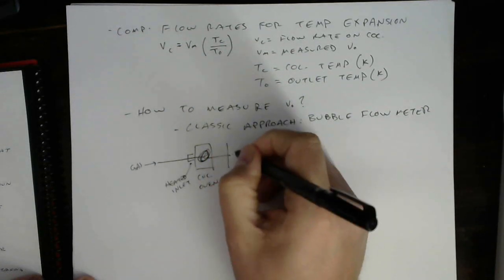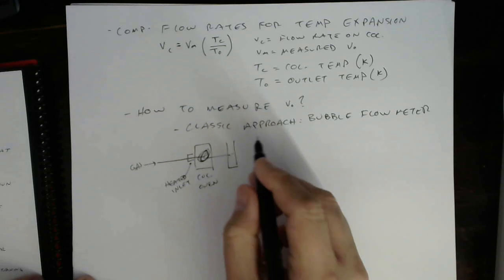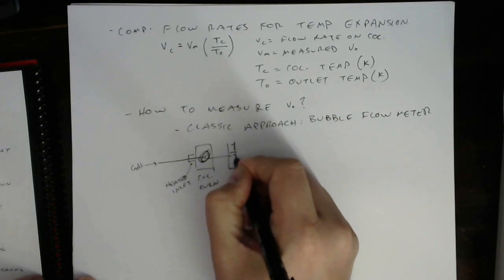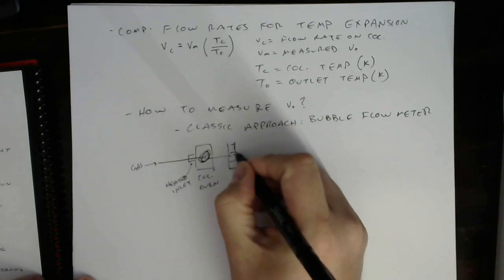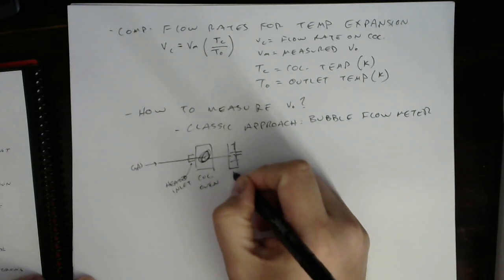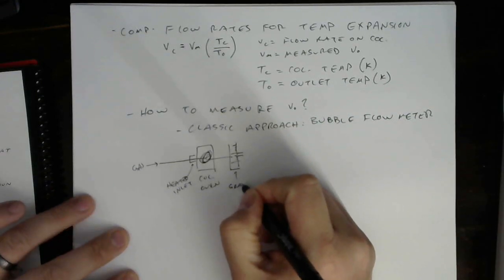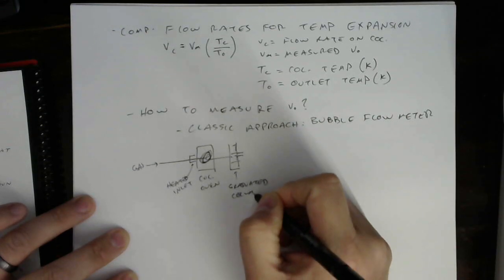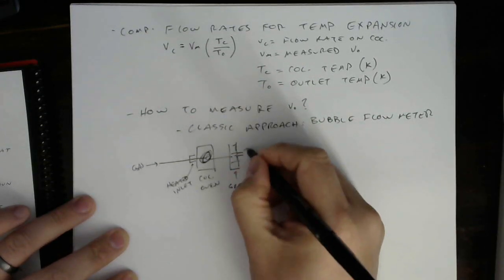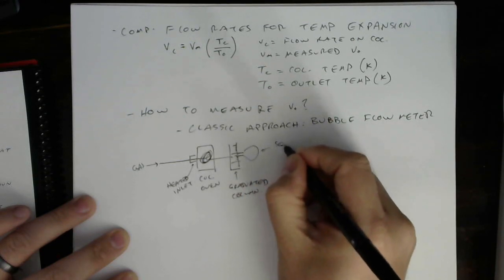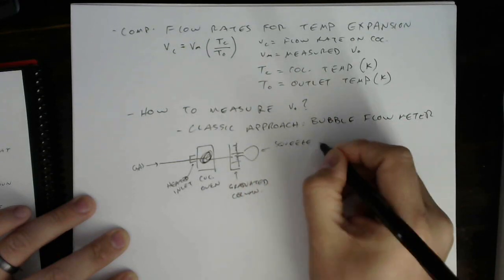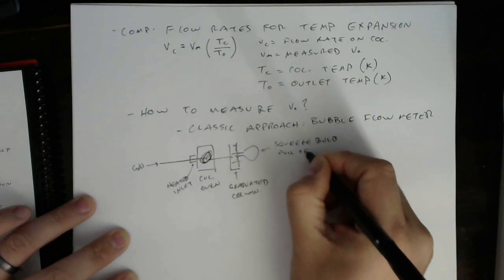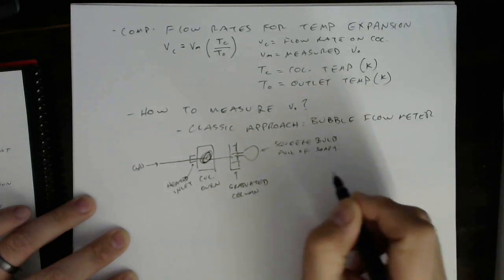Classic approach, this bubble flow meter, is to take a graduated column. So this is something just like a burette, basically. And what we add to the side of this graduated column, so let's just label this, this is a graduated column or graduated cylinder. And we add like a squeeze bulb. And this is full of soapy water, right? Something really simple.